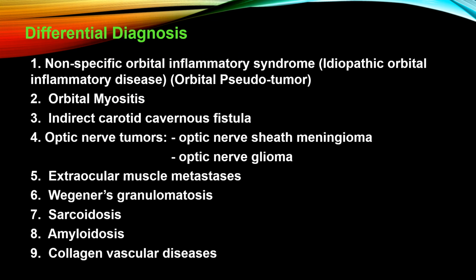Differential diagnosis is from other causes of proptosis in adults. Most common causes are non-specific orbital inflammatory syndrome, also known as idiopathic orbital inflammatory disease or orbital pseudotumor, orbital myositis, indirect carotid cavernous fistula, optic nerve tumors such as optic nerve sheath meningioma and optic nerve glioma. Less common causes are extraocular muscle metastasis, Wegener's granulomatosis, sarcoidosis, amyloidosis, and collagen vascular diseases.